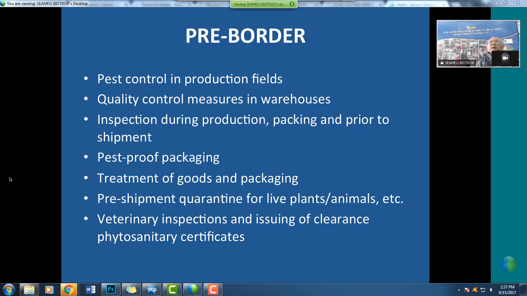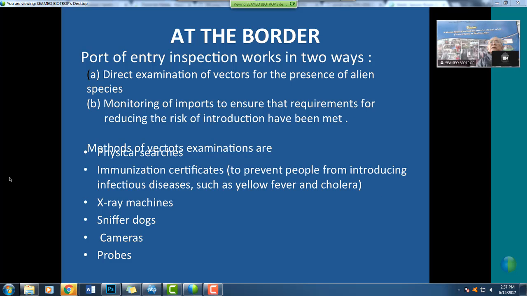And pre-border, as I told you, this uses the risk analysis. Next, at the border, it is part of the inspection work in two ways: direct examination of factors for the presence of any species, and monitoring our imports to ensure that the requirements for the reduction of the risk of introduction have been met.